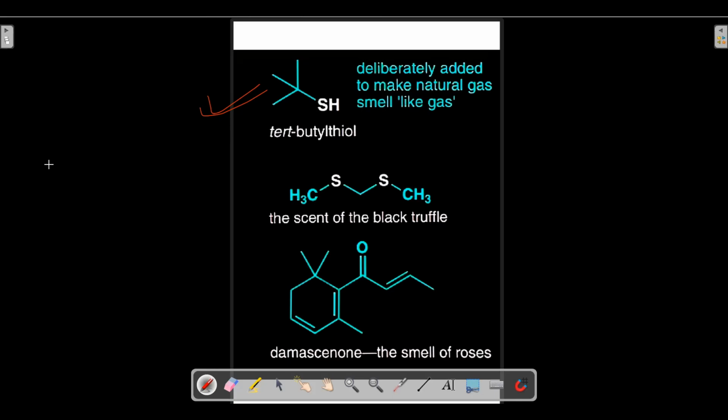The thing is that sometimes the natural gas can leak. And when the natural gas leaks, it is odorless. As CH4, that is methane, that is natural gas, is odorless, we cannot detect the leak of the gas.